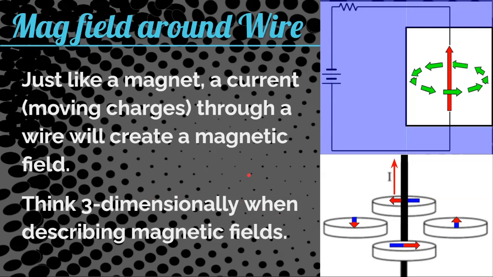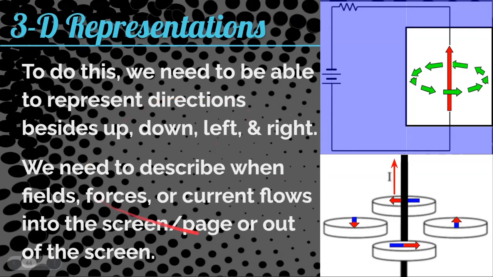Again, this is the part of this unit that is the trickiest, the three-dimensionality of it. So please make sure that you're listening, because the hardest part of the magnetism unit is what we're about to do. We need to be able to represent directions other than up, down, left, and right that fall along the plane of our paper or the plane of this screen. We need to be able to show also things going into the screen or into the page we're looking at, or out of the screen at us, or out of the page if it's on paper.